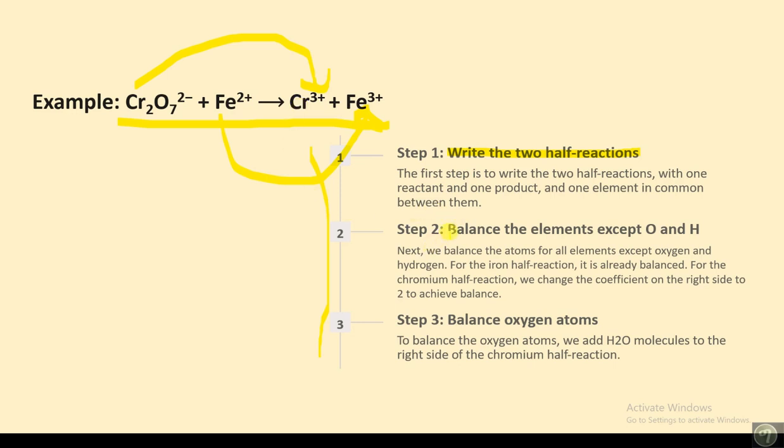The second is to balance the elements except oxygen and hydrogen. Here, for example, iron is balanced. Chromium, however, is 2 here and 1 there, so I have to write a 2 here. The third is to balance oxygen atoms just by adding water molecules. Not writing oxygen, but to balance oxygen, it says add water molecule. So on the reactant side there are 7 oxygens, so I have to write 7 water molecules, 7 H2O, on this side.